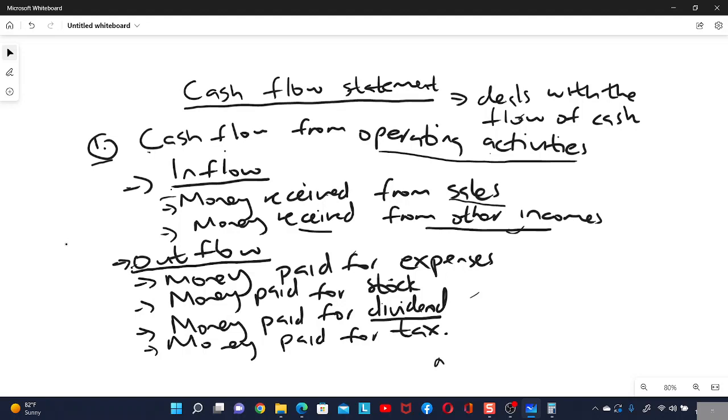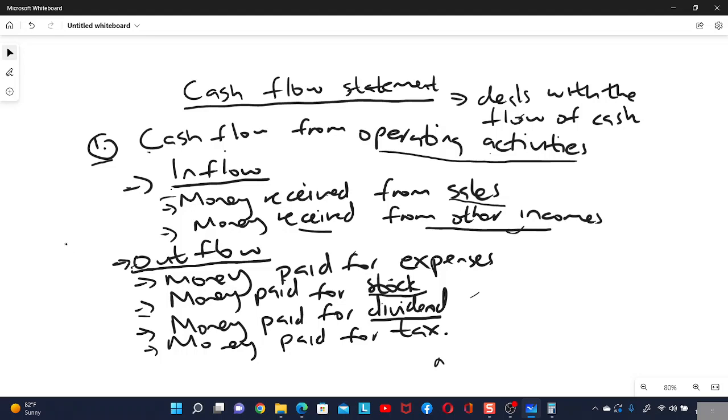This is the money paid for the expenses, paying for the water and electricity, paying for the insurance, and so on. The next one, money paid for the trading stock. When the business is buying the trading stock, there is going to be an outflow of cash because the business is spending money. And then money paid for dividend.